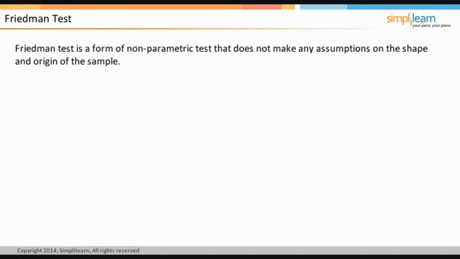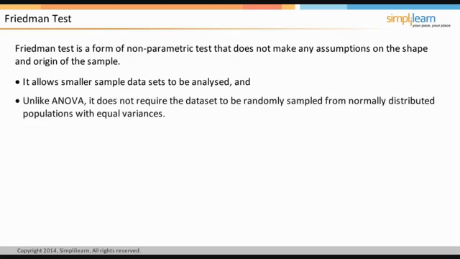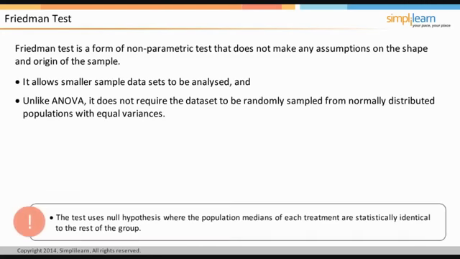We will learn about the Friedman test in this screen. The Friedman test is another form of a non-parametric test. It does not make any assumptions about the specific shape of the population from which the sample is drawn, and therefore allows smaller sample data sets to be analyzed. Unlike ANOVA, the Friedman test does not require the data set to be randomly sampled from normally distributed populations with equal variances. This test uses a two-tailed hypothesis test, where the null hypothesis is that the population medians of each treatment are statistically identical to the rest of the group.